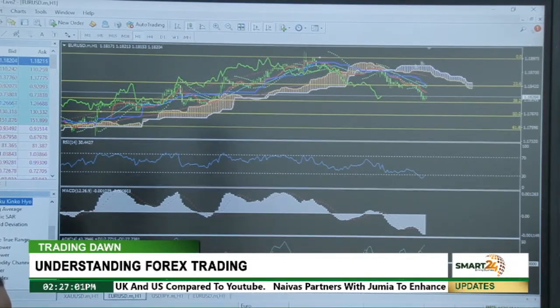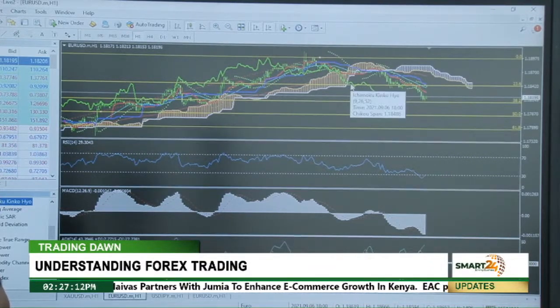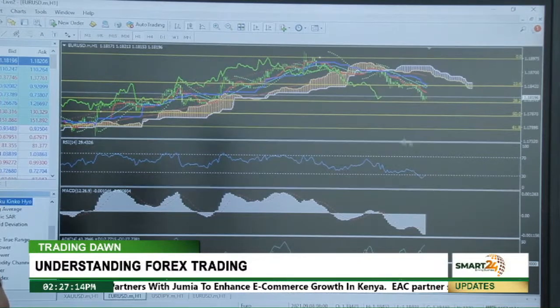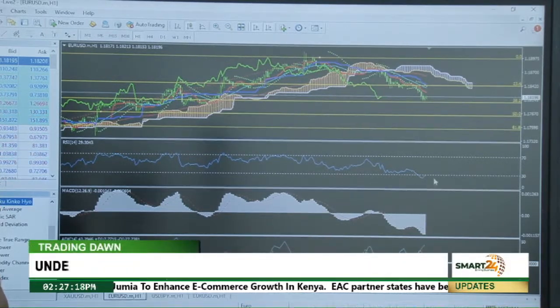Here there is a big combination of indicators. There's a parabolic SAR inside there. We have the moving averages. We have the Ichimoku, then the oscillators. Oscillators are the ones which are below the price. So, sorry, below the chart.